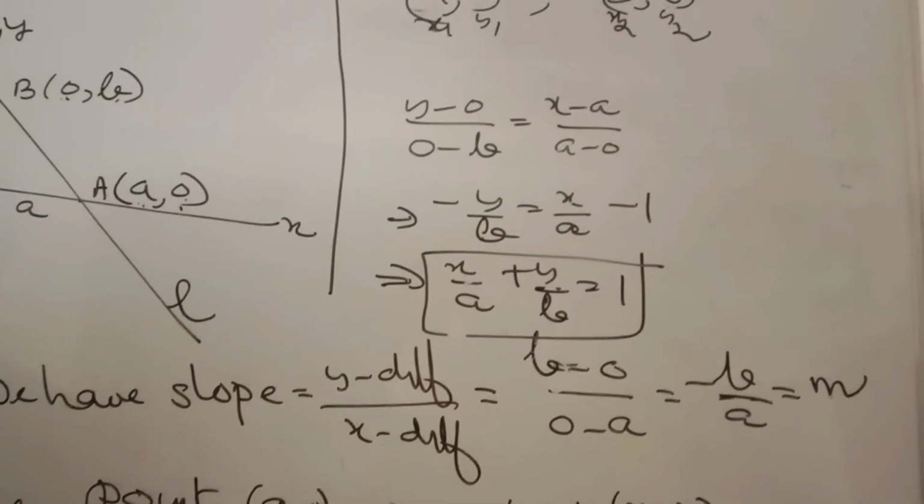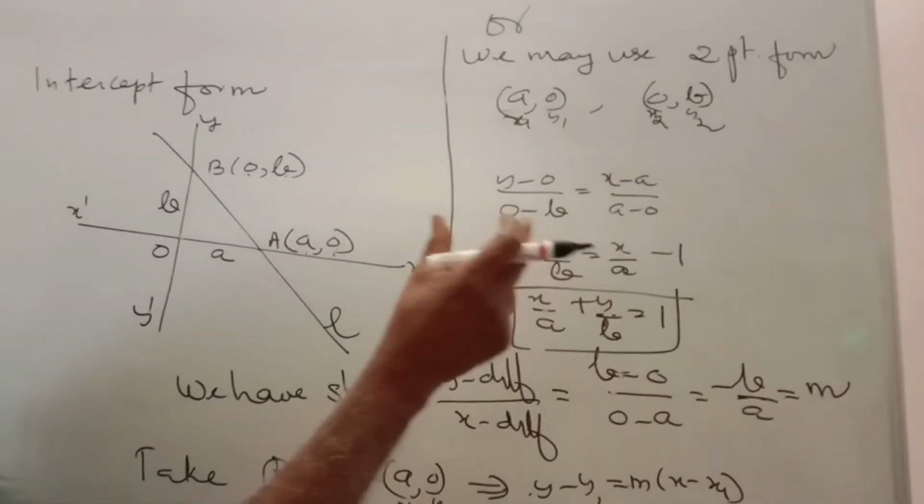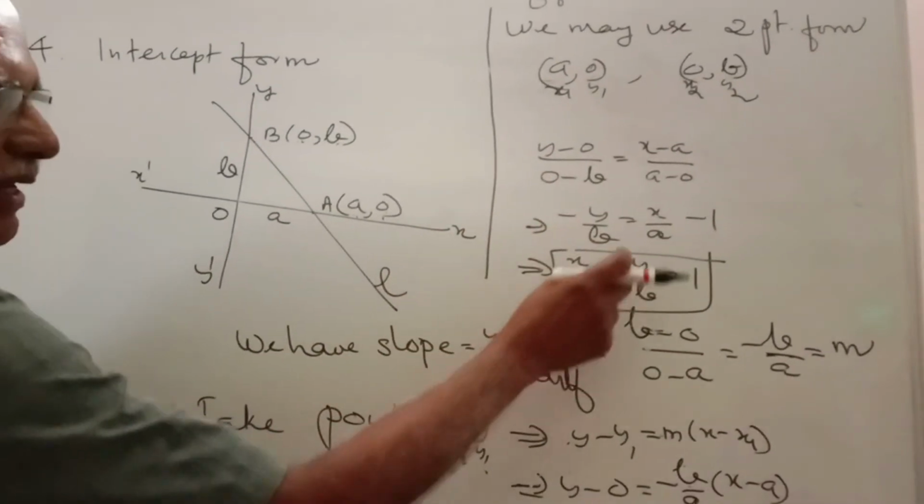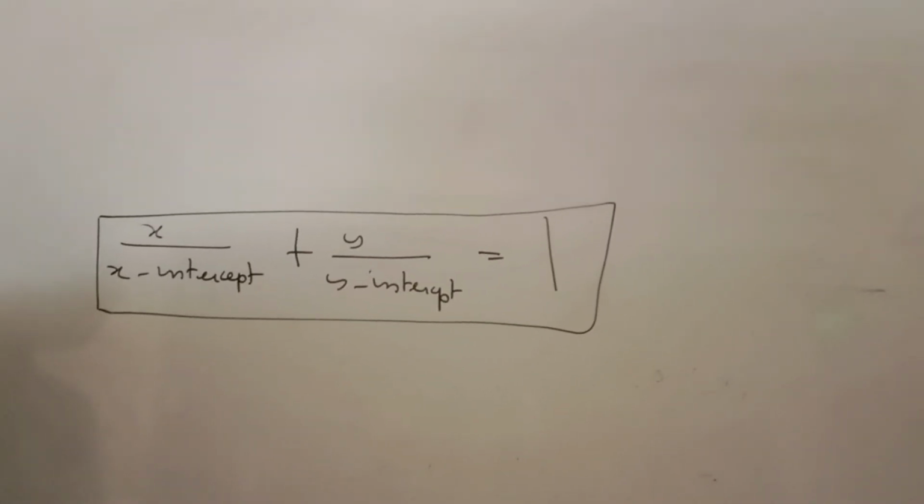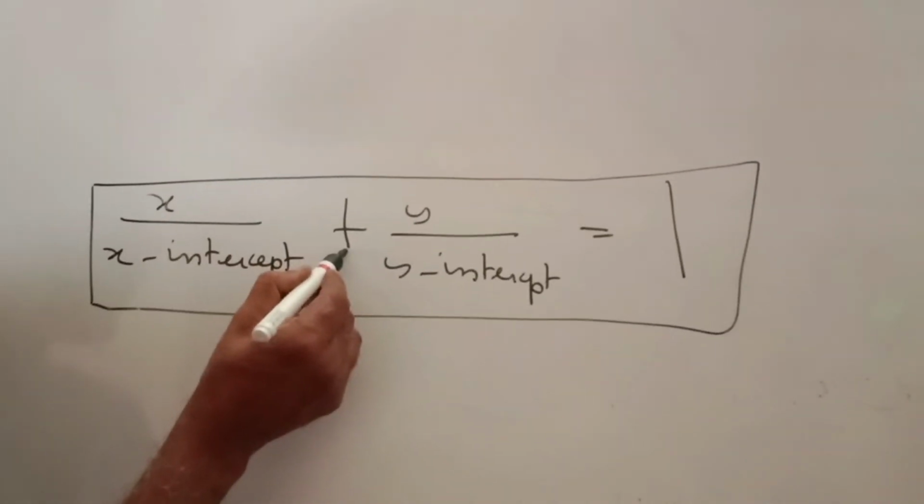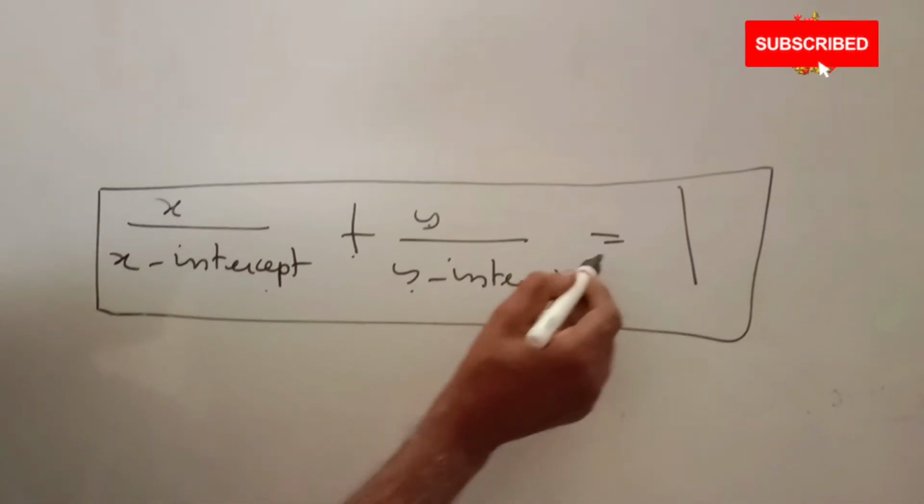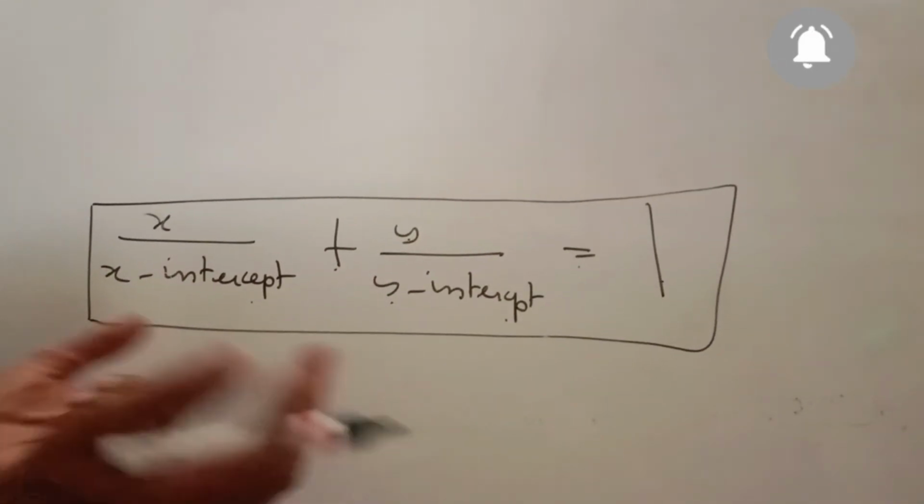So for the intercept form, the 2-point form is better to apply because the result is in shape. Immediately you get x by A plus y by B equals 1. Try to remember the shape: x divided by x-intercept plus y divided by y-intercept equals 1. Put these values, and the answer comes.